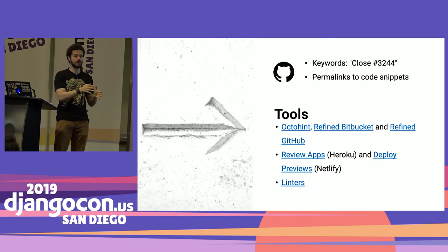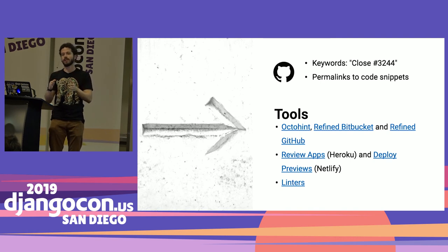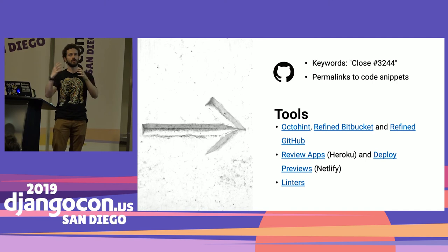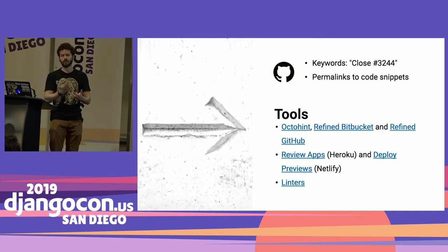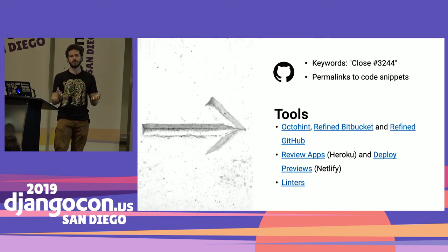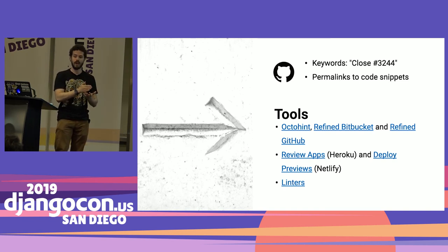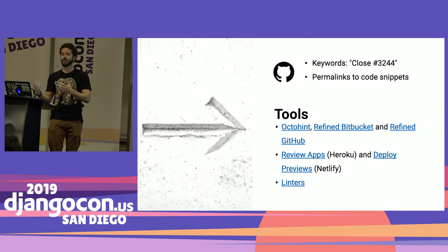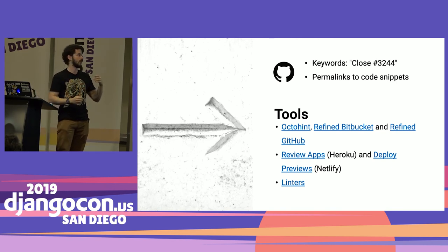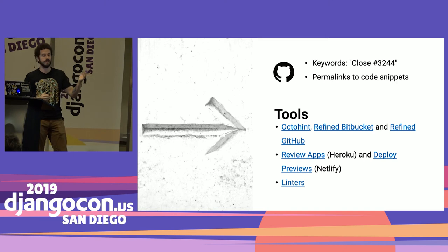Review apps from Heroku and deploy previews from Netlify are tools that allow you to deploy changes from a specific branch you've just created and are requesting the pull review for, to a public URL. So you can actually see your project running on the web, and whoever is reviewing it can access that URL instead of having to run the project on their machine. So that's a very nice, obviously paid feature.